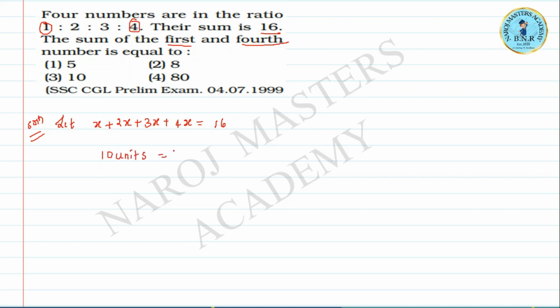10 units is equal to 16, right? So 1 unit is equal to how much? 10 units is equal to 16, and 1 unit is equal to 16 by 10. Now what have they given? The sum of the first and fourth number is equal to 1 plus 4 units, which is how much? 5 units. Now 5 units is equal to how much? See here, 16 by 10 into 5 units. So totally 8. Option 2 is correct.